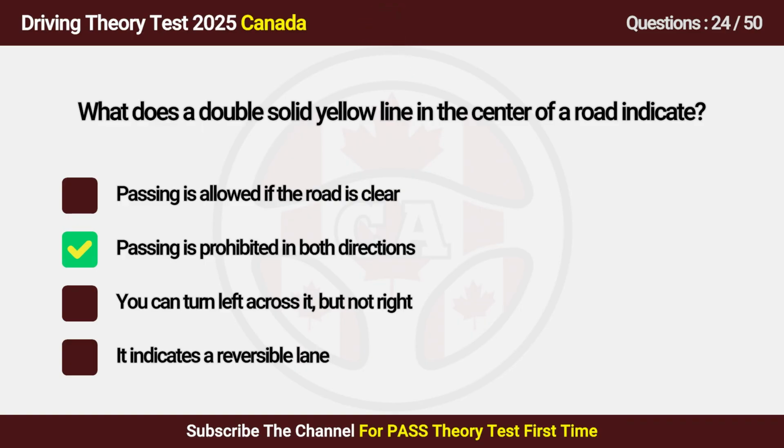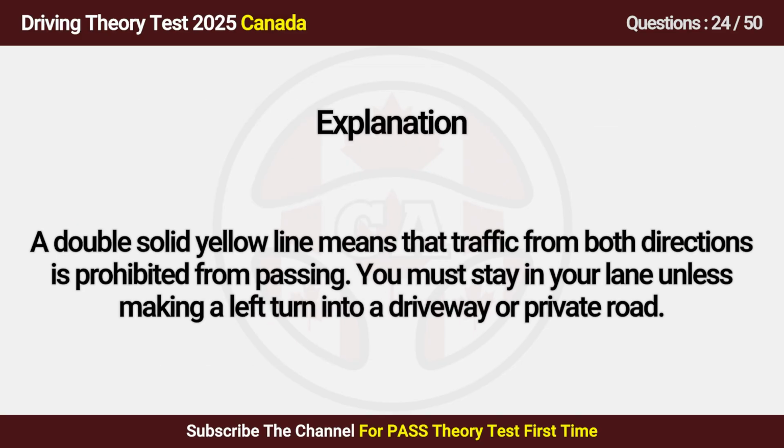Answer is B. Passing is prohibited in both directions. A double solid yellow line means that traffic from both directions is prohibited from passing. You must stay in your lane unless making a left turn into a driveway or private road.